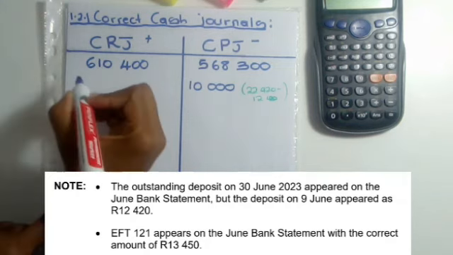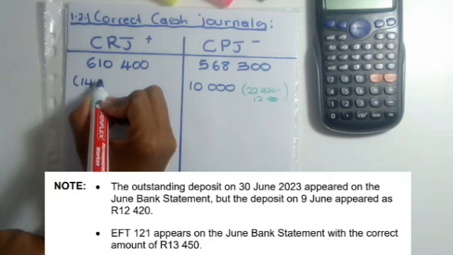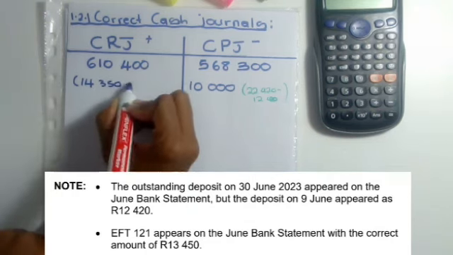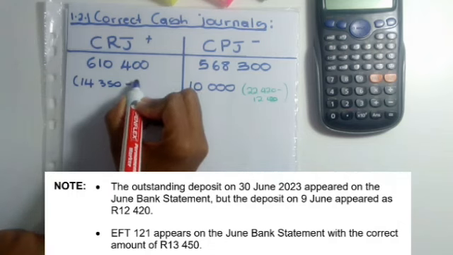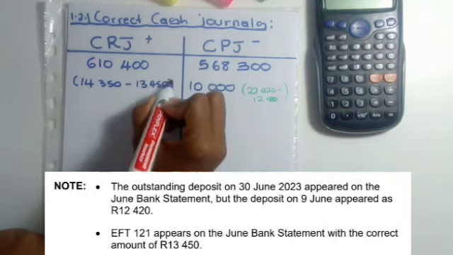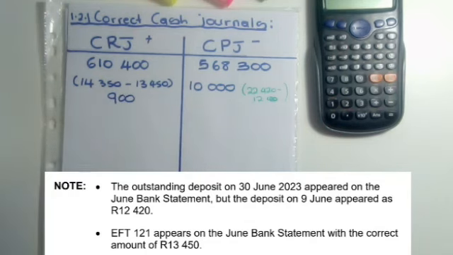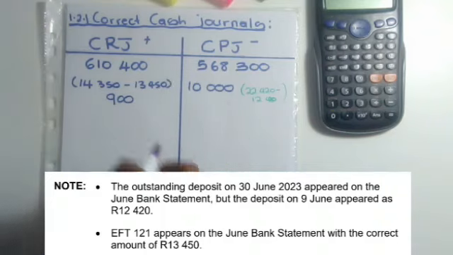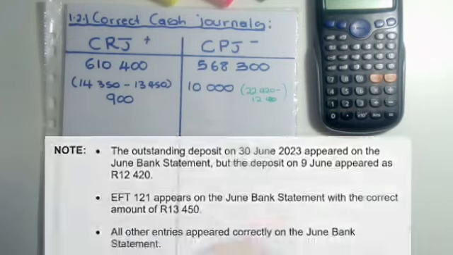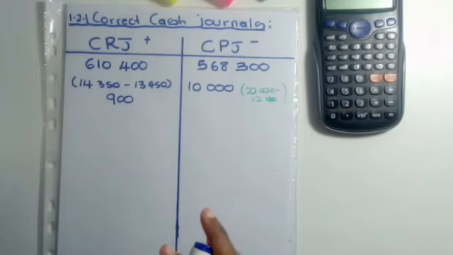So we are going to find the difference between those two amounts, which is 14,350, the one that they recorded in their information, and the correct one in the statement is 13,450. This is a difference of 900 that we are putting in here. So this is just the calculation to show us how we got the 900. And then the last bullet point says all other entries appeared correctly on the June bank statement. So we can move on from information A.